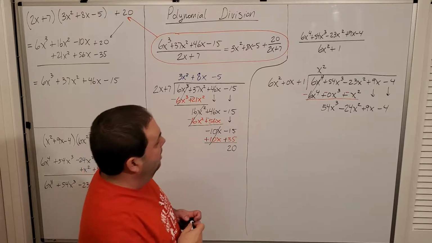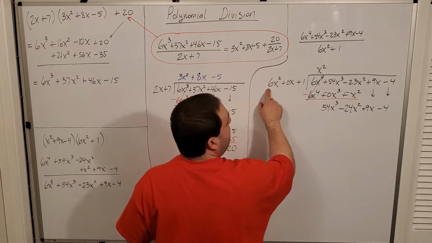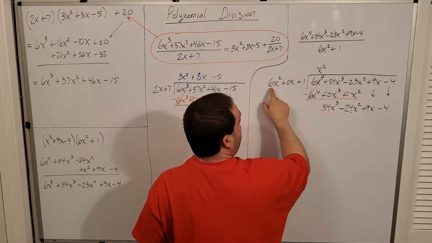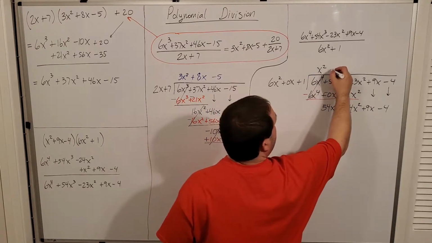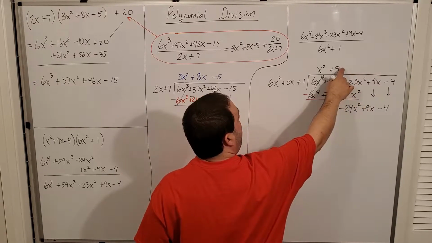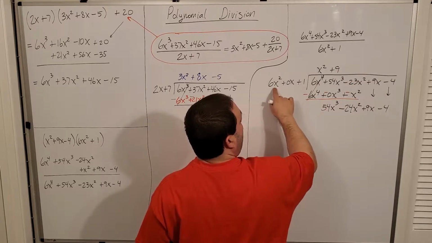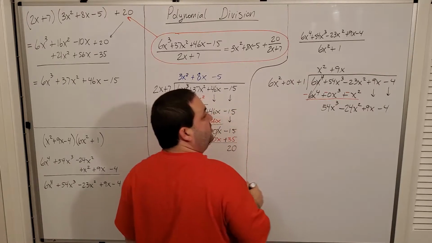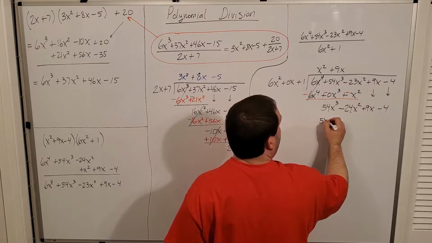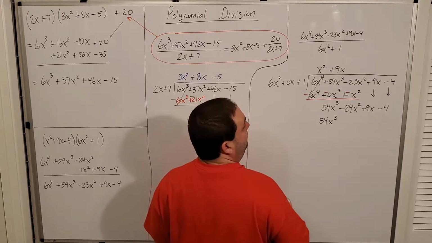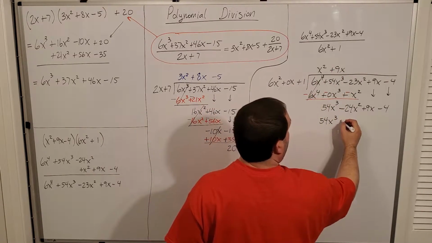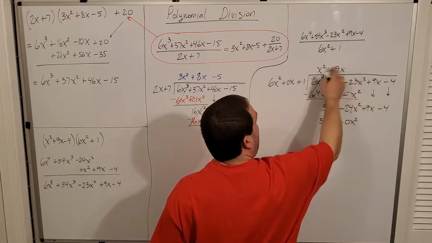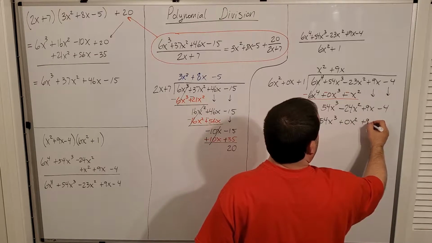Next, I need to figure out what times 6 will match the 54, and then how many x's do I need? So 9 times 6 is 54, so I know I'm going to have a 9. And I need 3 x's. I've got 2, so I need to do 1 more x. 9x times 6x squared is the 54x cubed, as it should be. 9 times 0, I have 0x squared, because x times x. And 9x times 1 is 9x.